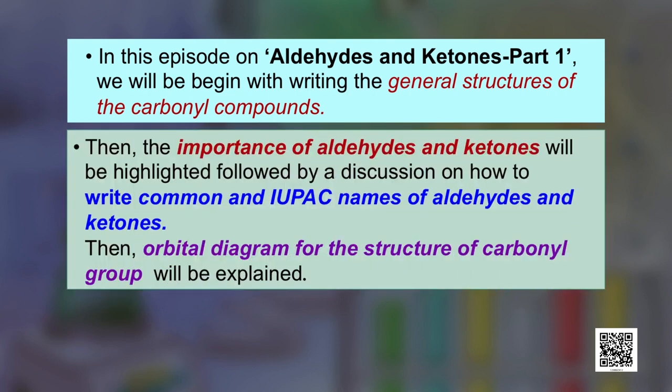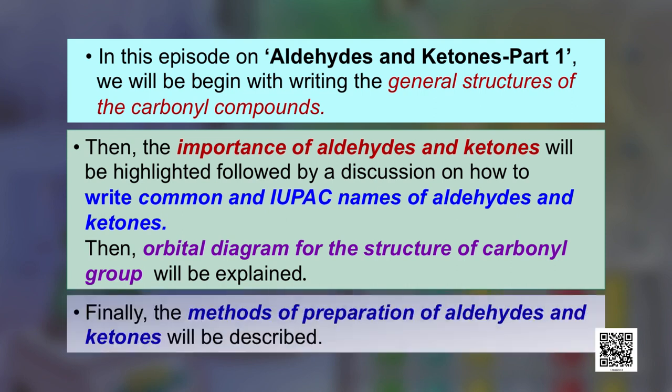Then the importance of aldehydes and ketones will be highlighted, followed by a discussion on how to write the common and IUPAC names of aldehydes and ketones. Then the orbital diagram for the structure of carbonyl group will be explained. Finally, the methods of preparation of aldehydes and ketones will be described.